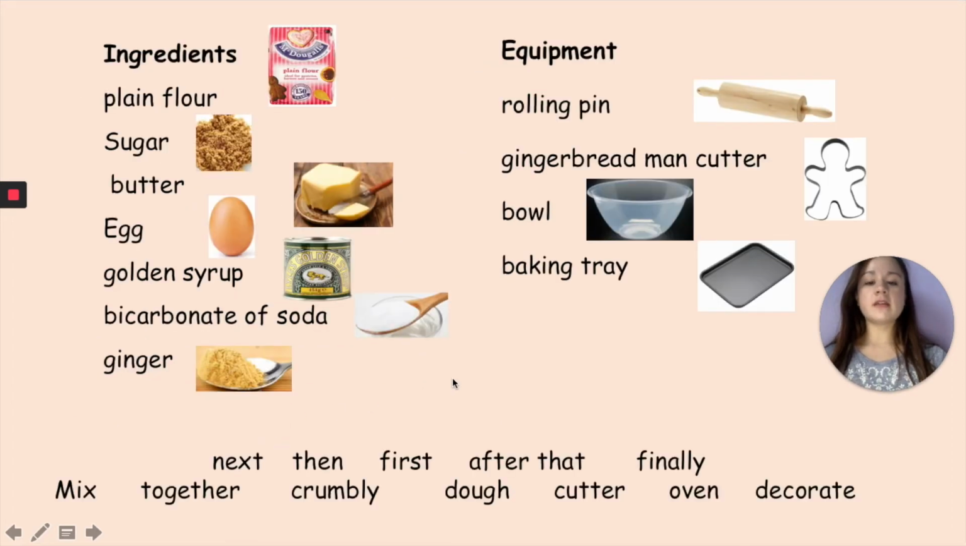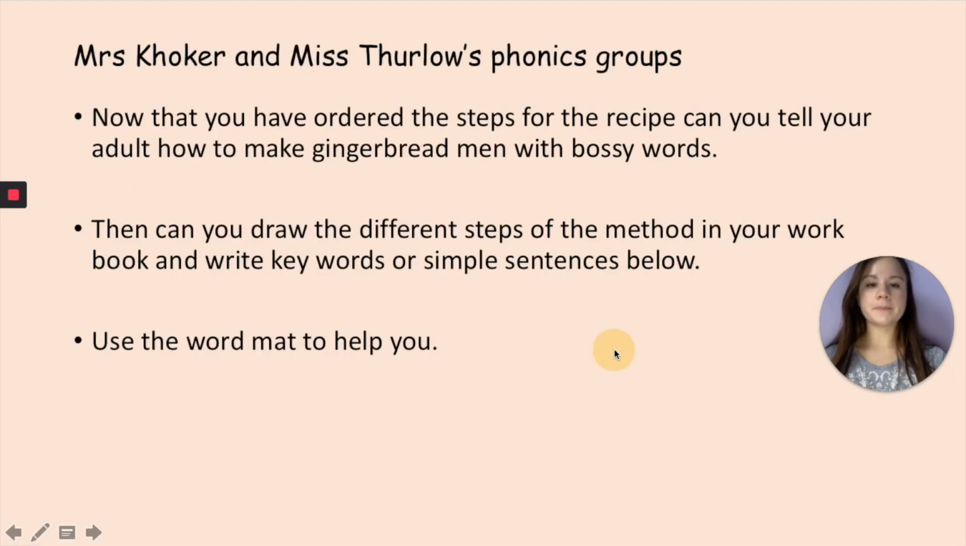Here is the word mat, just in case you haven't printed it. So we have plain flour, sugar, butter, egg, golden syrup, bicarbonate of soda, ginger, rolling pin, gingerbread man cutter, bowl, baking tray. Then we have some time connectives. Next, then, first, after that, finally, and some keywords: mix, together, crumbly, dough, cutter, oven and decorate. So you can use these words for spellings.